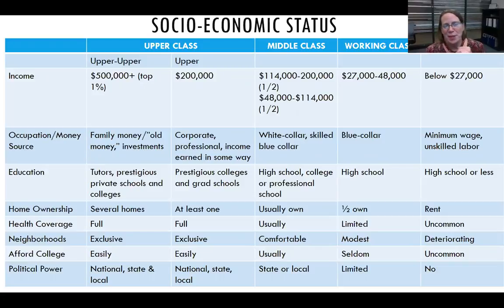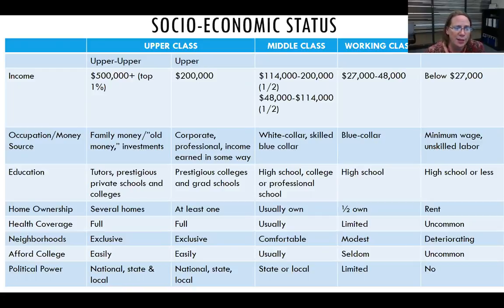Home ownership, they might have several homes. They would have health coverage. They live in exclusive neighborhoods. They can easily afford college. They also normally have national, state, and political power. So they have money. Money equates with political power. That's an unfortunate truth of the society that we live in.